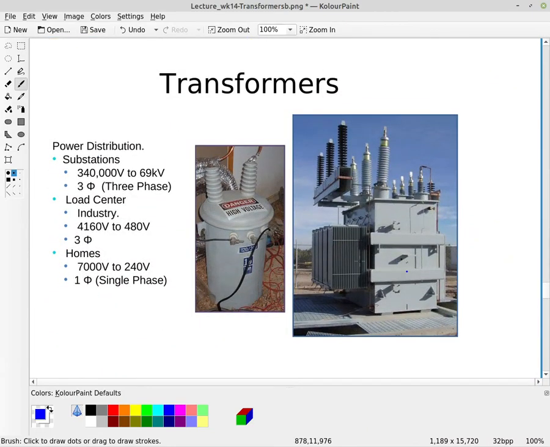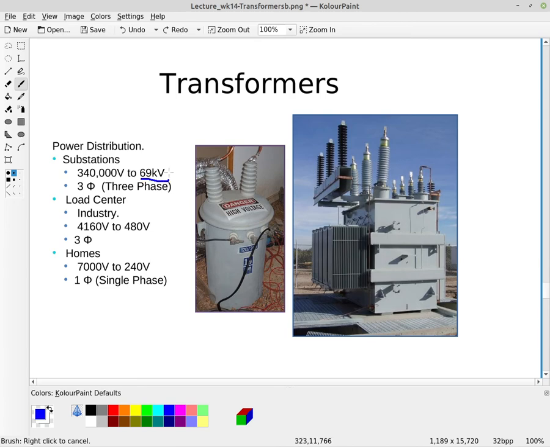All right, so here's just some different pictures of some large power transmission transformers. You can see a lot of big substations. We're transmitting electricity hundreds or thousands of miles, so we step up that voltage to very, very high voltages. Sometimes it's like 500,000 volts, and even higher than that.